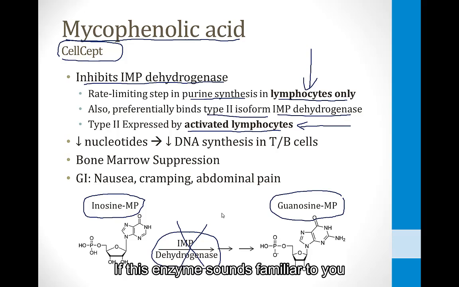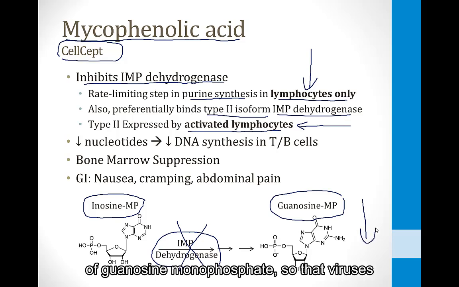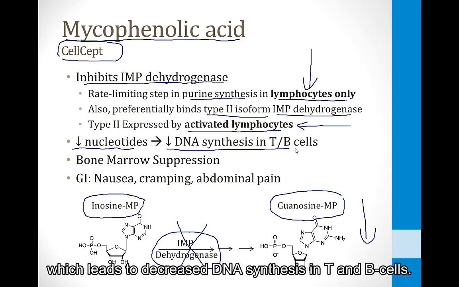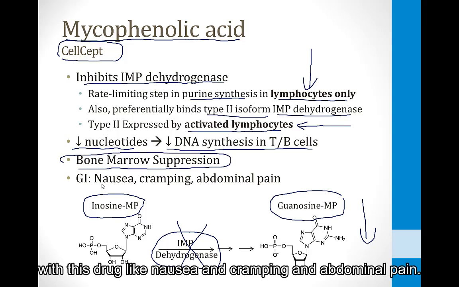If this enzyme sounds familiar to you, that may be because it is also inhibited by the antiviral medication ribavirin. Ribavirin also decreases the available pool of guanosine monophosphate so that viruses have fewer nucleic acids with which to replicate. The net result of administering this drug is decreased availability of nucleotides, which leads to decreased DNA synthesis in T and B cells. Just like with many drugs in this module, bone marrow suppression is a side effect. You can also get GI side effects with this drug like nausea and cramping and abdominal pain.